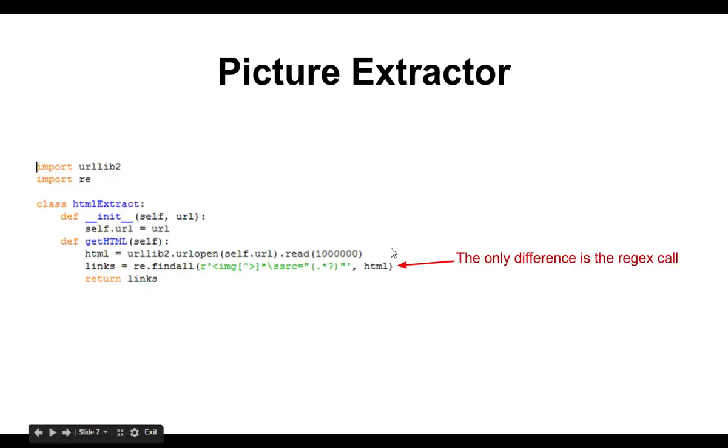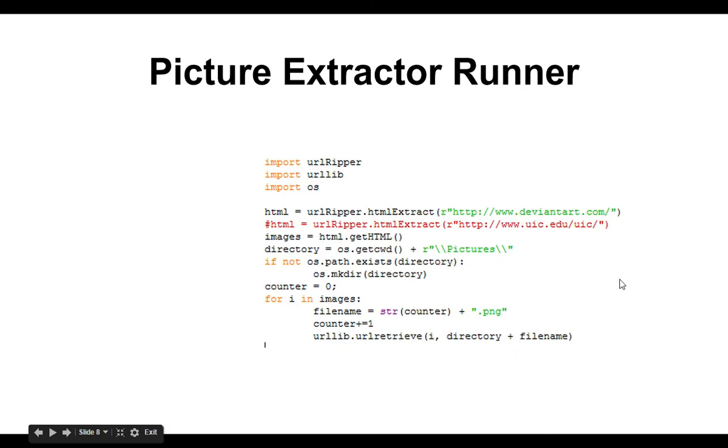So then this is a picture extractor code I made really quickly. It first takes the HTML the same as before, but the only difference is the regex call. The regex call is basically a regular expression. It looks for expressions based on whatever you type in here. I won't go over it for now because it's very confusing, as you can see. So then this function also returns the links to every single URL to the images that are provided inside the HTML code. So then this is a runner right here.